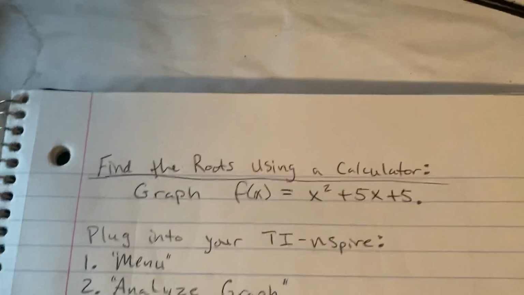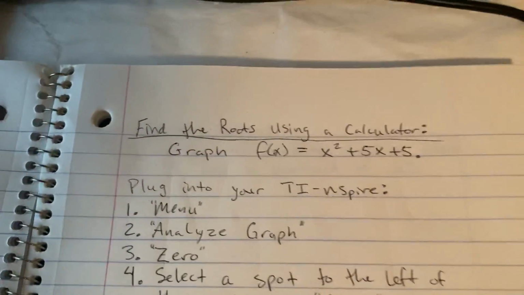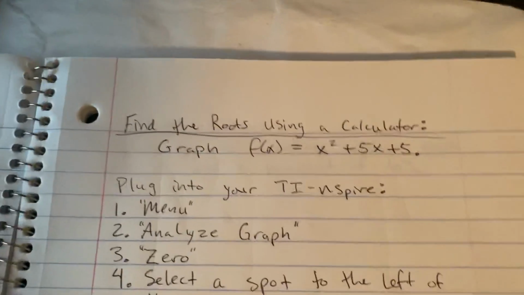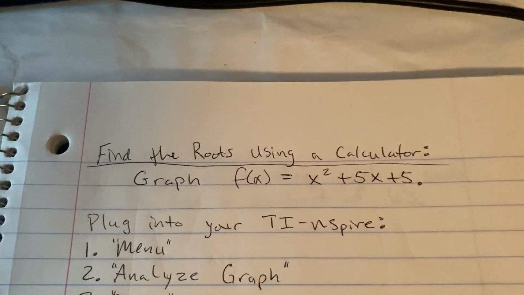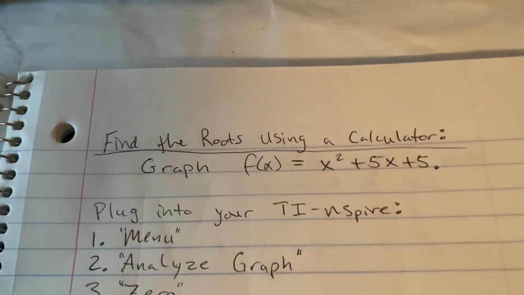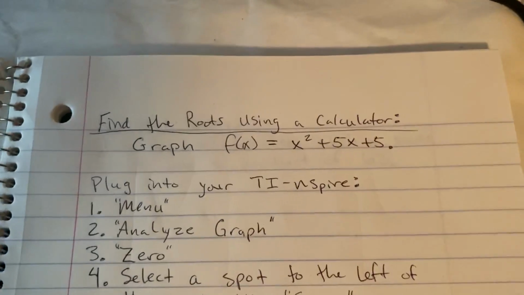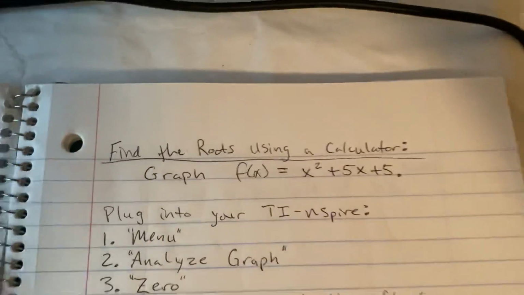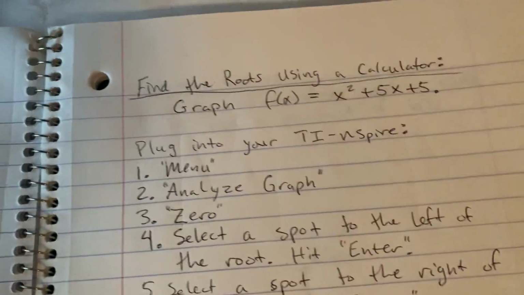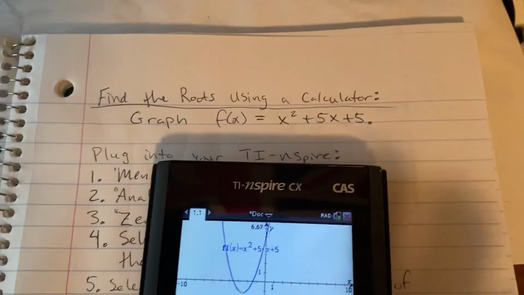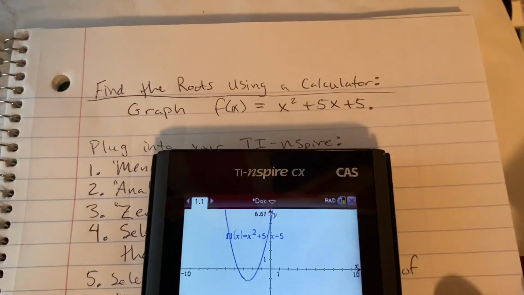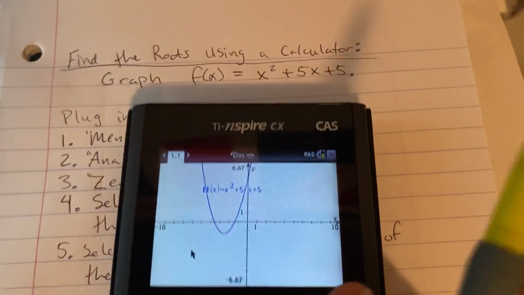So we might not be able to solve it by hand and find exactly where the root is, but we will be able to do this with a calculator and find exactly where the root of a function is if it doesn't land exactly on an integer. So pull out your calculator and graph the function f of x equals x squared plus 5x plus 5.